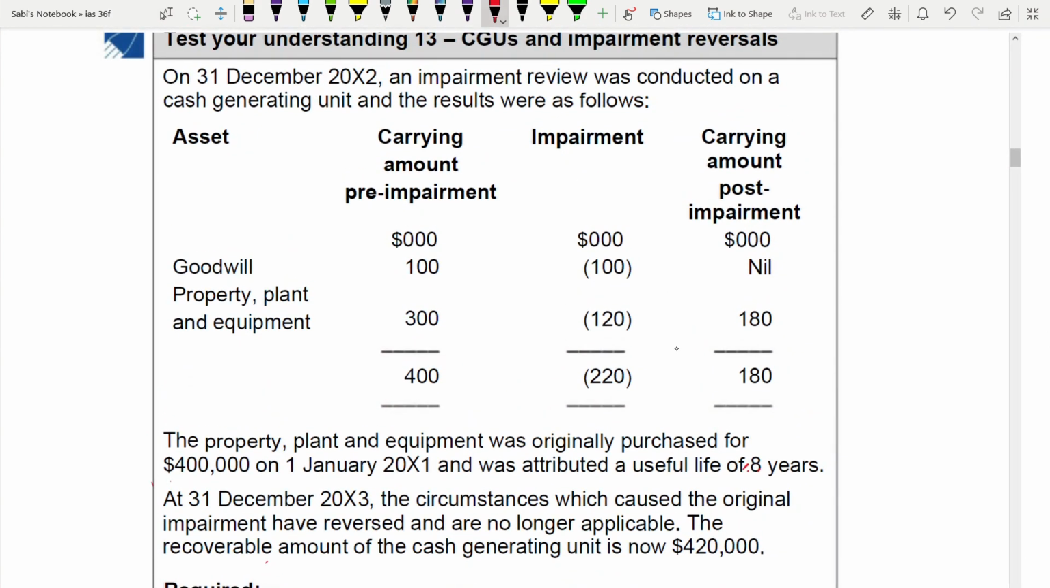So let's read. On 31st December 2002, you have been given this. Property, plant and equipment was originally purchased for 400 on this date with a useful life of 8 years. On 31st December 2003, circumstances changed. That means a reversal has to take place. Now the recoverable amount is 420.